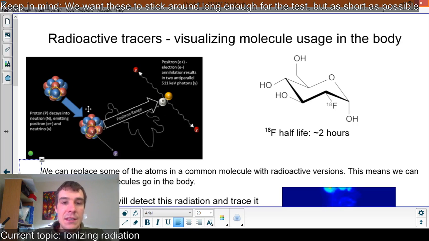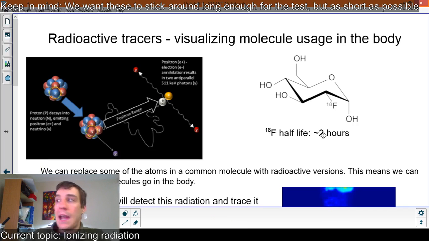So you just need to find something that has too many protons. Fluorine 18 is a common one. It decays to oxygen 18, which is stable. The half-life there is only 2 hours, which is good. We want a short half-life, because then it won't stick around in your body.